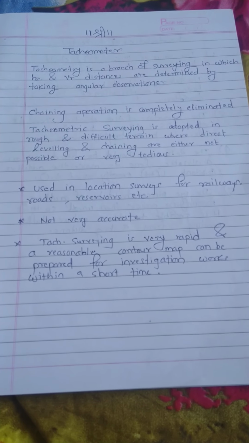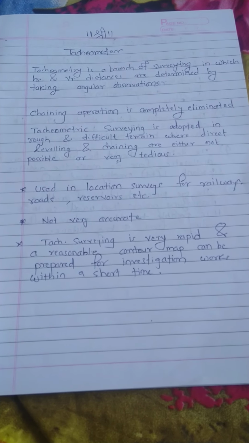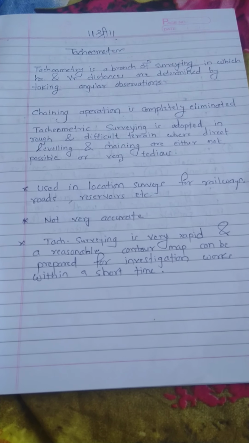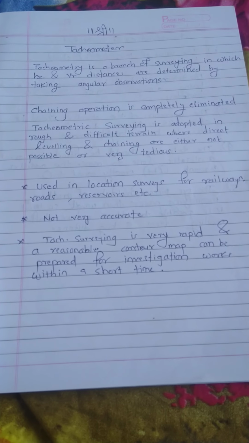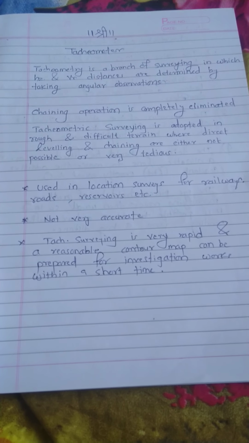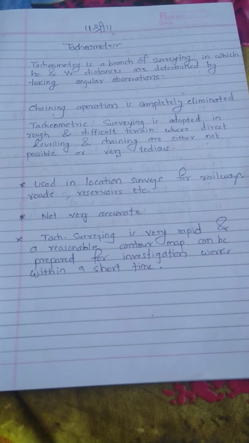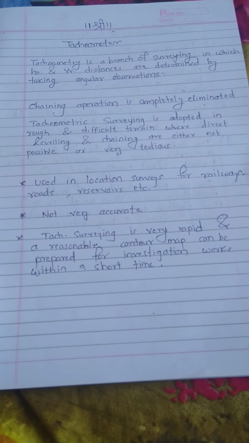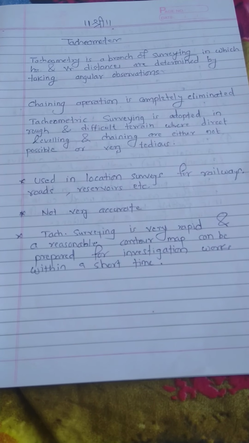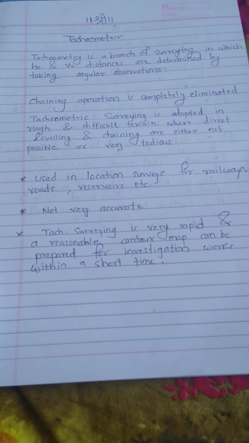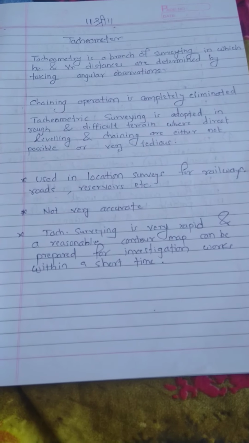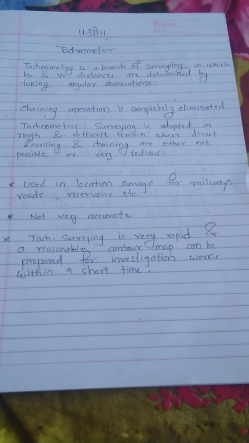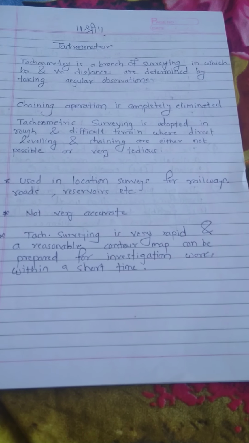So the tachometer today is nothing but the transit theodolite, which is fitted with an additional ring, that is the diaphragm ring. Now the diaphragm ring has, in addition to the horizontal hair and vertical hair, two more additional horizontal hairs which are equidistant from the central horizontal line. These hairs help us to note down the staff readings.